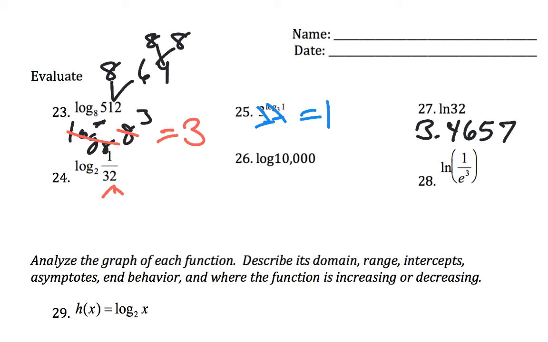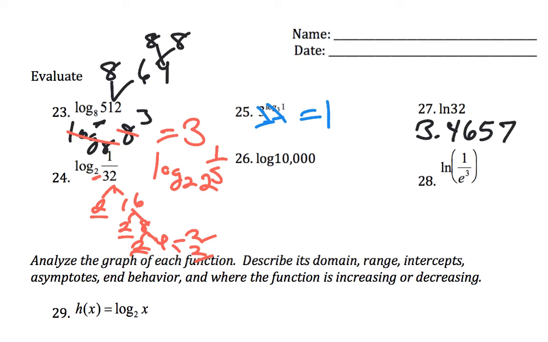Log base 2 of 1 over 32. Well, I'm going to have to break the 32 down into 2s. So 2 and a 16, 2 and an 8, 2 and a 4, and the 4 is 2 and a 2. So this is log base 2 of 1 over 2 to the 1, 2, 3, 4, 5, 2 to the 5th. But that's down in the denominator, so I need to bring it up to the numerator. So that's 2 to the negative 5, so my answer is negative 5.